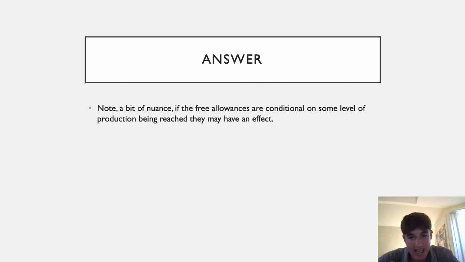That is, unless there's a little bit of a nuance here. If free allowances are conditional on some level of production being reached, then they may have an effect. So consider a firm for which it's optimal to shut down if it wasn't for the free allowances, but with the free allowances, it makes ZA minus some small loss that it was previously making. Now let's imagine that it only gets those free allowances if it produces a certain amount. Then that would lead to higher emissions, but that's kind of a nuanced case. Right.